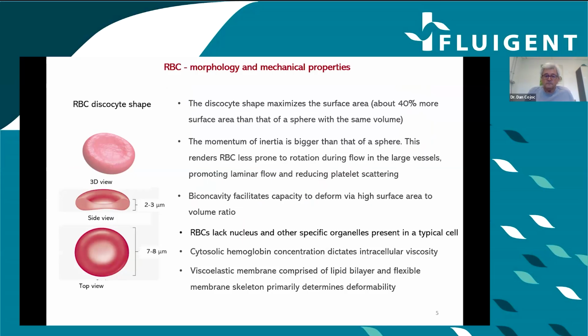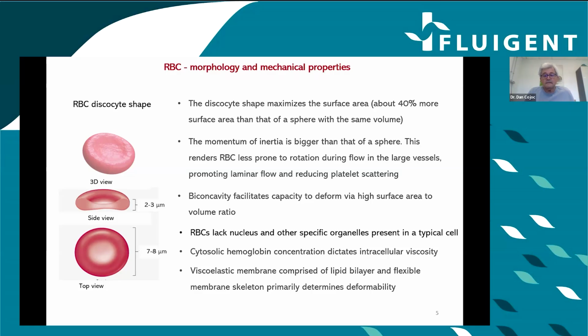The shape still gives a moment of inertia which is bigger than that of a sphere. This makes the red blood cell less prone to rotation during flow, so it avoids rotating, and the circulation is better. Biconcavity facilitates the capacity to deform via a high surface area to volume ratio.